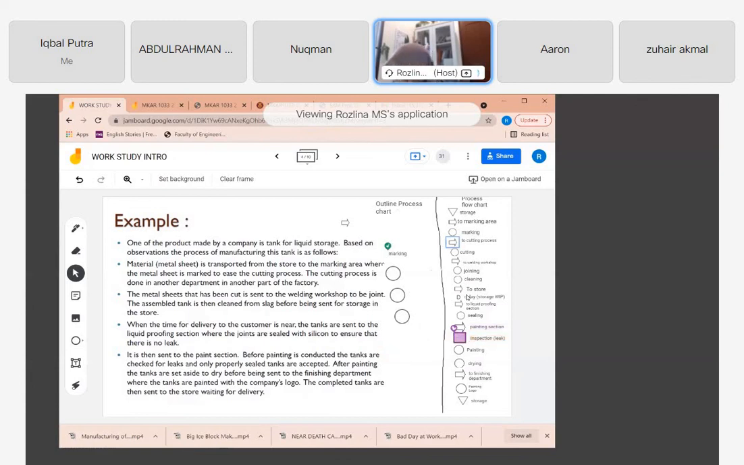Okay, inspection. Then painting, okay, then set aside. You use the transportation symbol and set aside. Set aside. Only this, Dr. Masri mentioned it is involve movement or not, right? Because there is no word about the set aside.